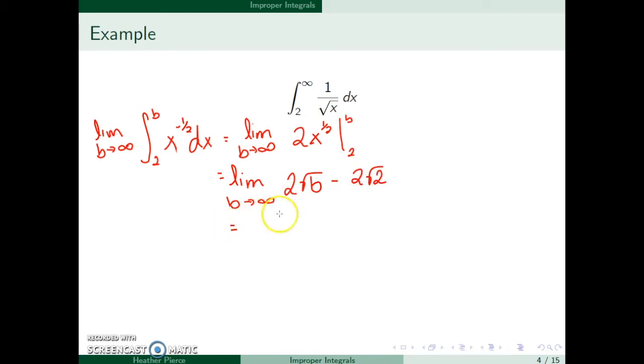As b goes to infinity, the square root of b is also going to infinity, and 2 times infinity is also going to infinity. And an infinite number minus a constant is just infinity. So this integration gives us infinity.